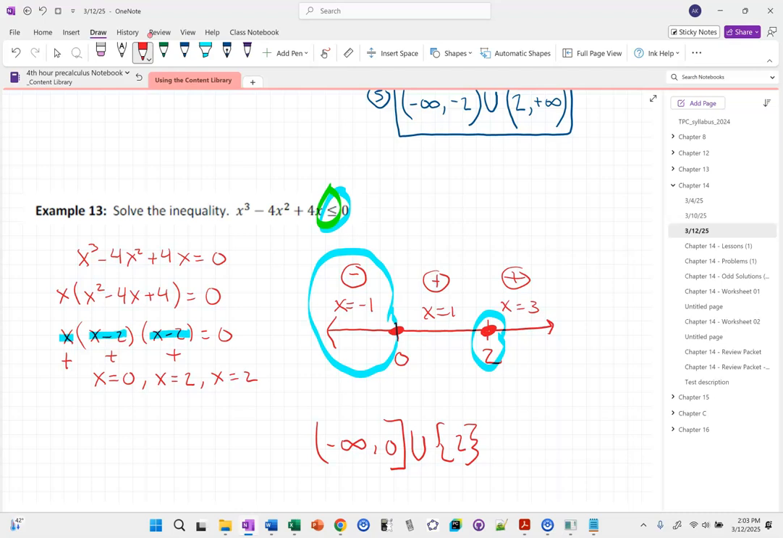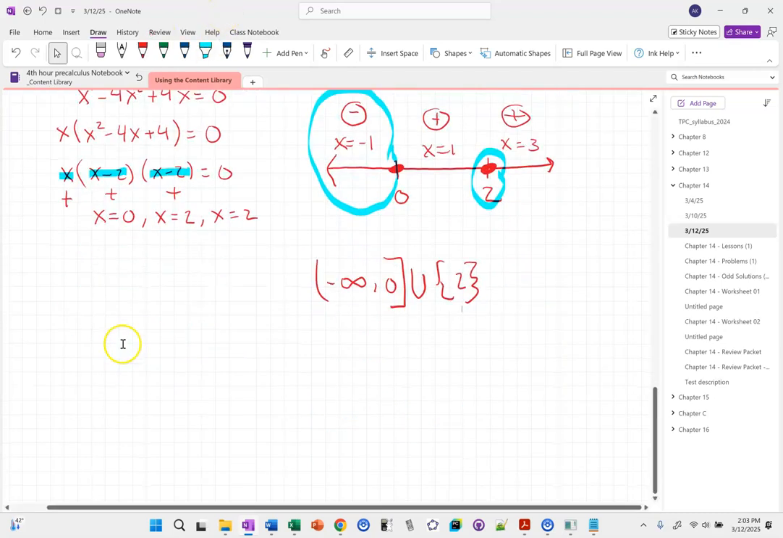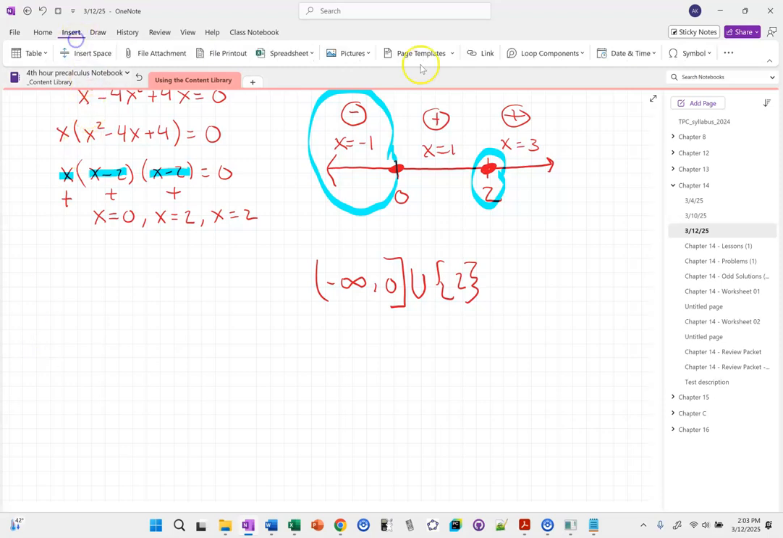It's easy to miss the 2. Easy to miss that. Be on the watch. Let's go and do another example. I think I got 2 more.